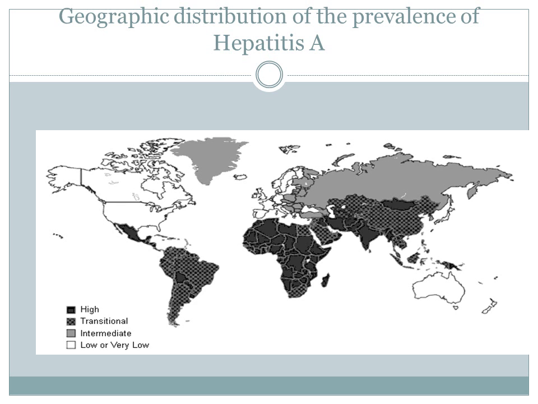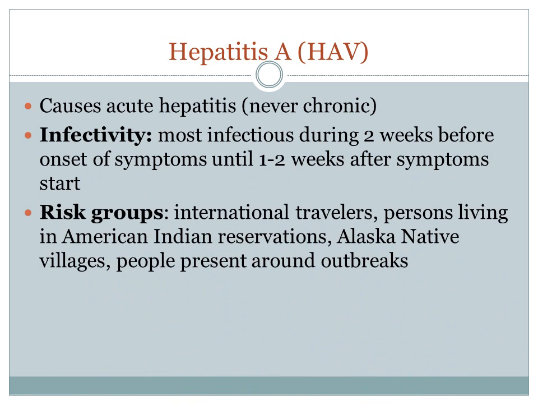Listed here we have the geographical distribution: worldwide. The prevalence is low in the United States. However, with increased travel, that puts more and more of us at risk. So with hepatitis A, patients are most infectious during the 2 weeks before they have any onset of symptoms and 1 to 2 weeks after symptoms start. High-risk groups include travelers, American Indian reservation occupants, Alaskan Native village people, and people around those outbreaks.